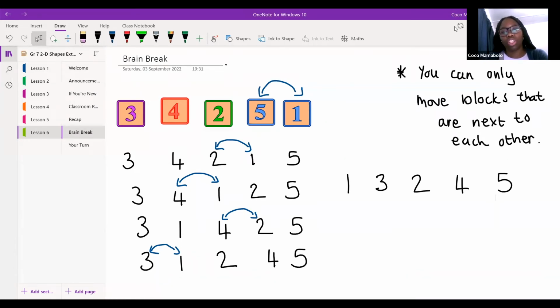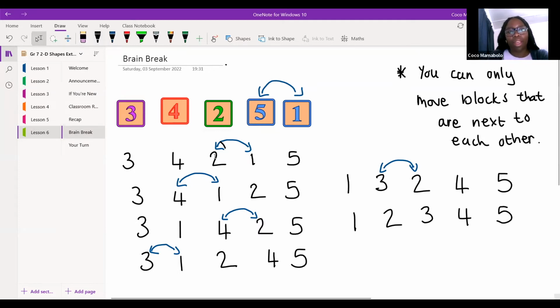Mivuyo, what do you think we should swap? I think it is 3 and 2. 3 and 2, good. You don't have to think. This one was a pretty easy one. I know you know the answer. Excellent. So we're going to get 1, 2, 3, 4, and 5. Okay. This is great, guys.